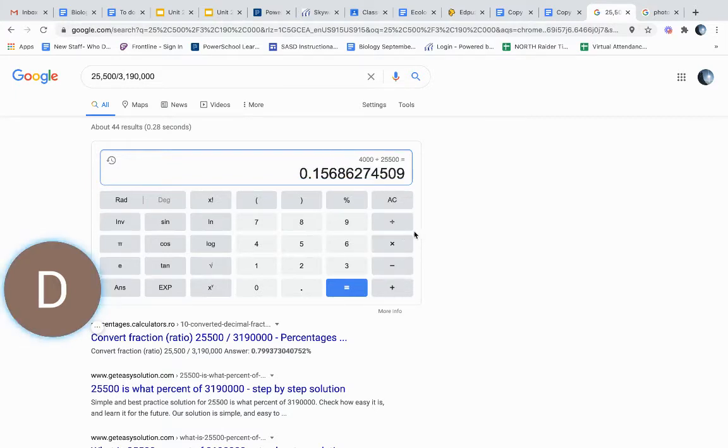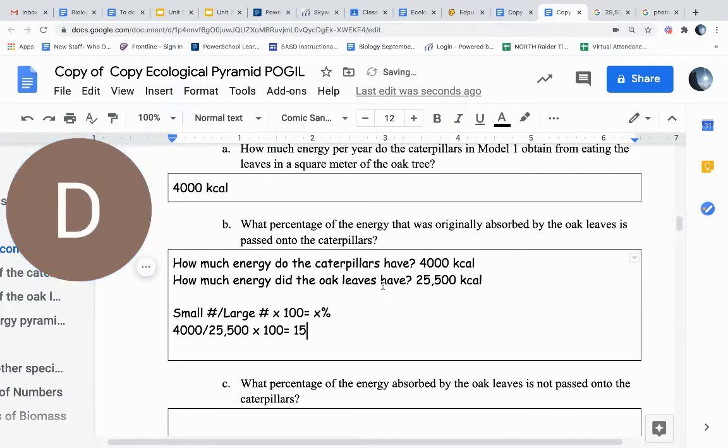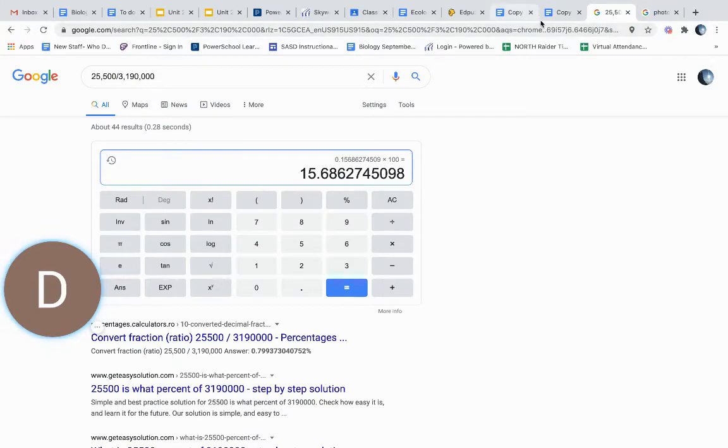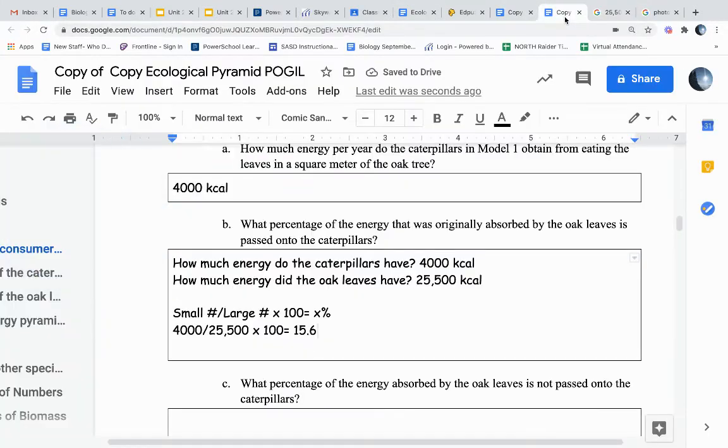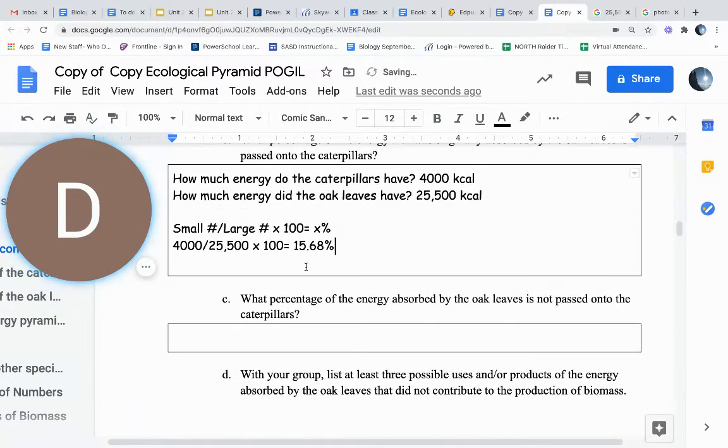All right, so then we multiply by 100. Looks like it's right about 15.68%. I'm going to go out to as many decimal places as I can just for precision. 15.68%? All right, so it gets a little bit more than 10%. You see how that rule of tens is not always universal.